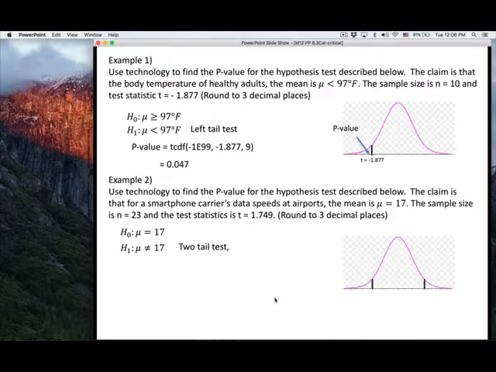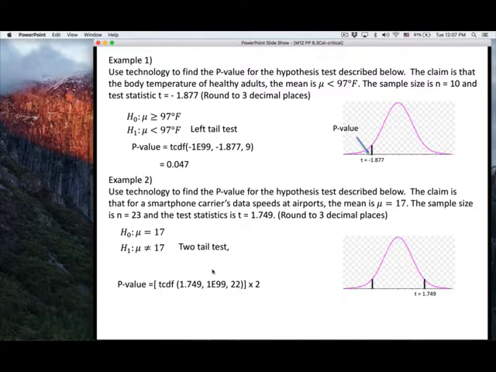So two tail here. We need to find the area of the left tail and the right tail. They gave the test statistic, 1.749 here. So let's find the area of the right tail. The lower value will be 1.749, upper value 199. Degree of freedom is going to be 23 minus 1, so it's going to be 22.